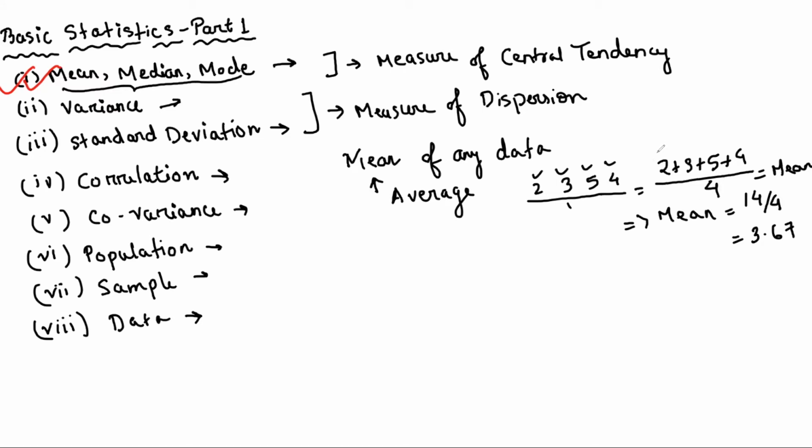You add all the numbers and then you divide it by the total numbers, right? So this is mean. Okay, now when we speak about median of any data set, how do we find the median?